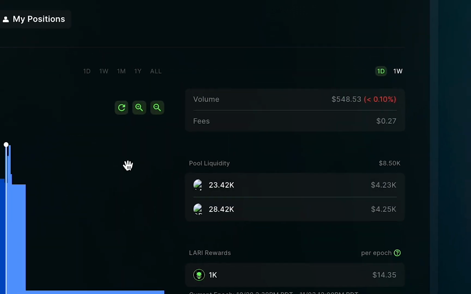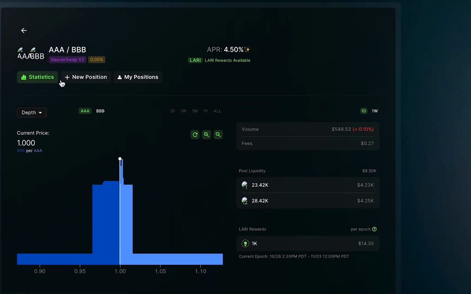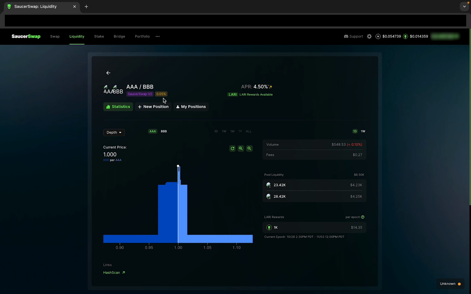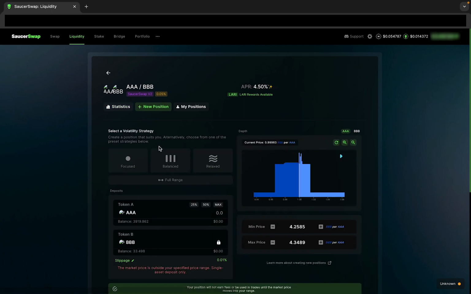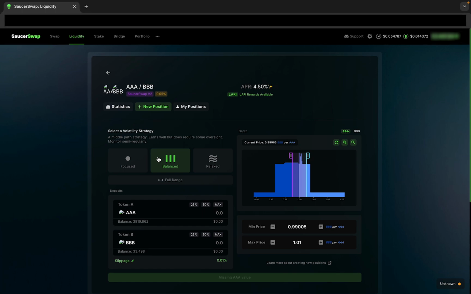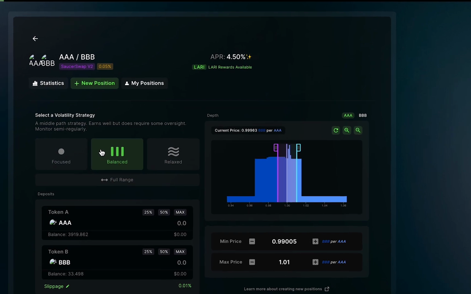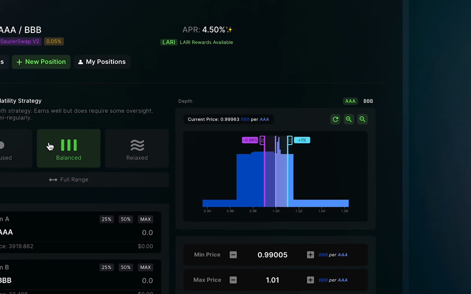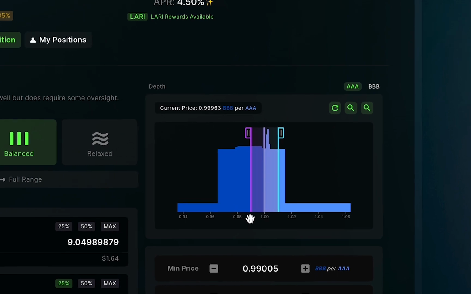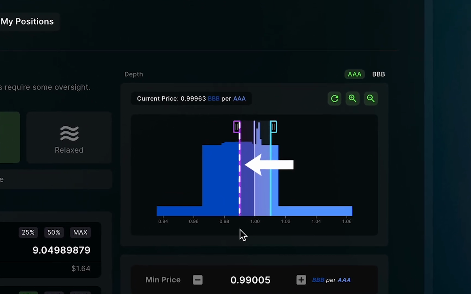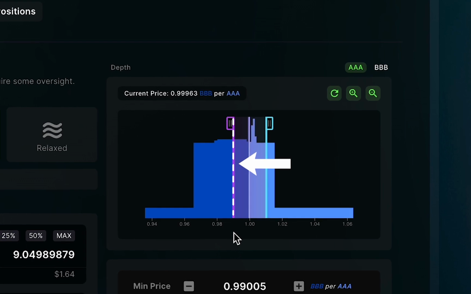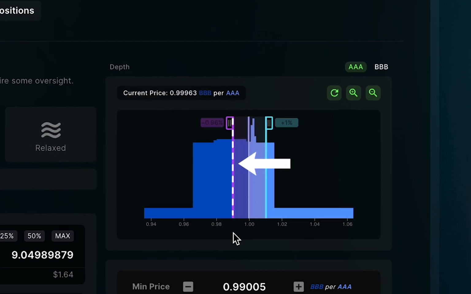Let's look at a pool with pegged assets. The 0.05% AAA BBB testnet pool priced at 1 BBB per AAA. For this stable pool, I'll use the balanced volatility strategy, giving me a price range around plus or minus 1% of the current tick. If the price drifts 1% off peg to 0.99, my liquidity becomes all AAA and fee earnings halt. This price shift causes a 0.25% impermanent loss.